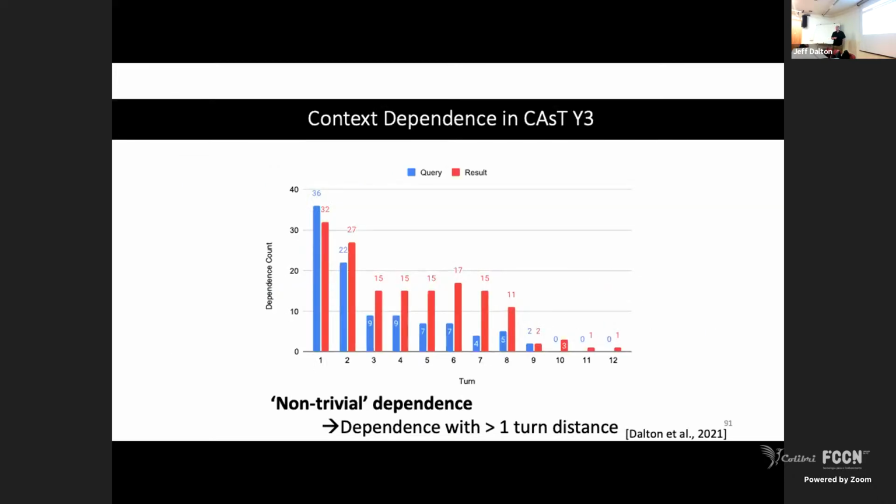So you can read the track overview paper for some of these differences, but what I want to say here is that there is significant dependence across the whole conversation on previous terms.